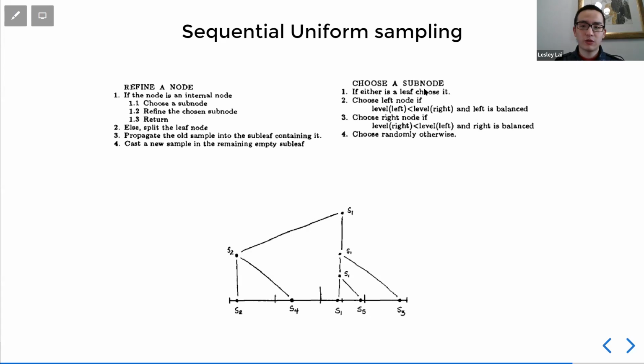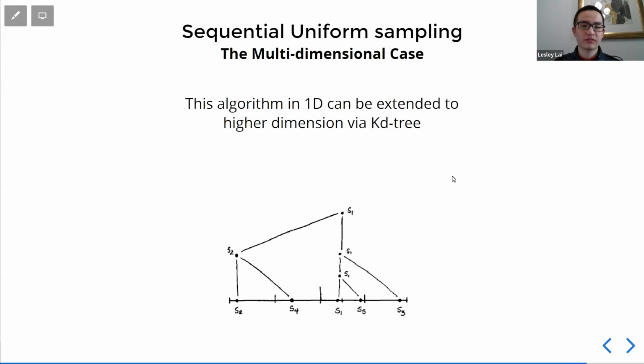And for choosing the subnode, we basically just calculate the depth of the left-hand side and right-hand side and whether they are balanced or not. This algorithm is 1D, but we can extend it to higher dimensions via a KD tree, where we just select different axes in turn.